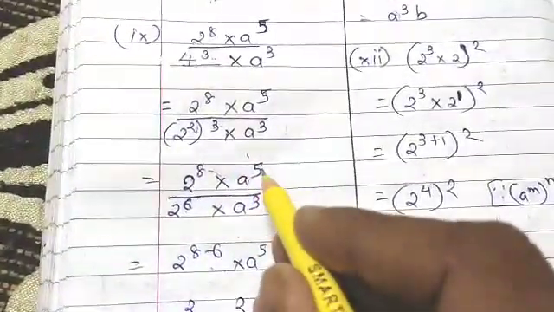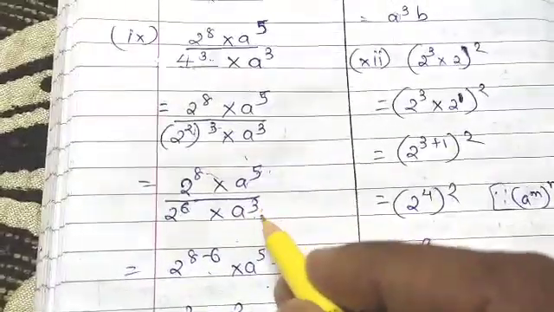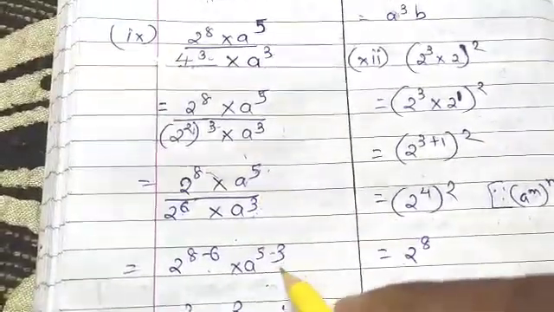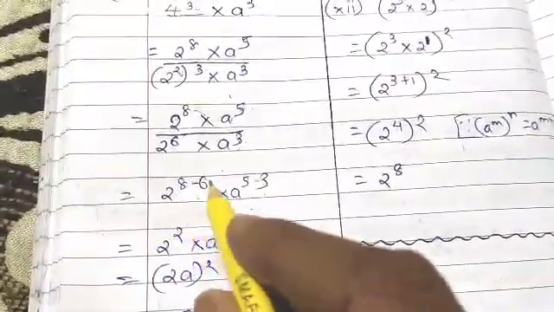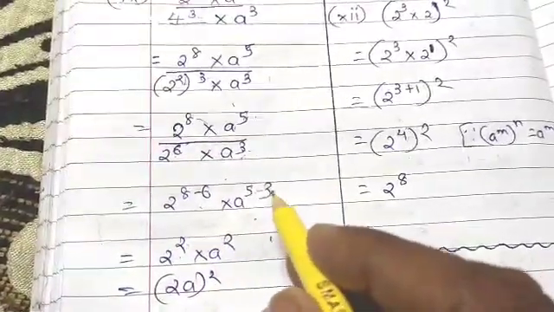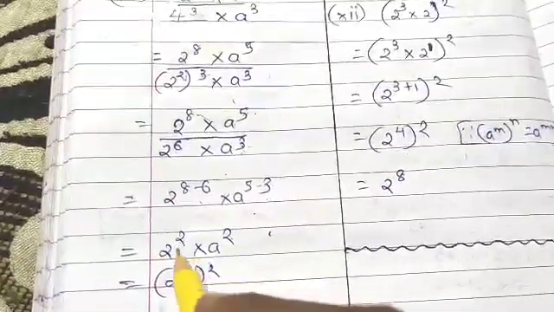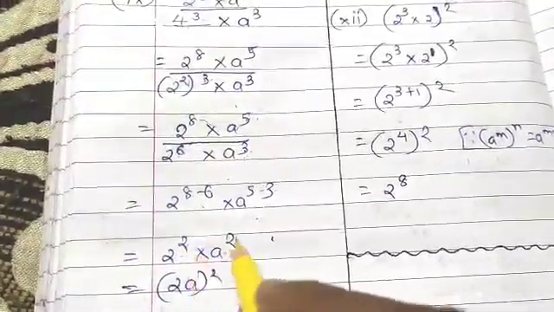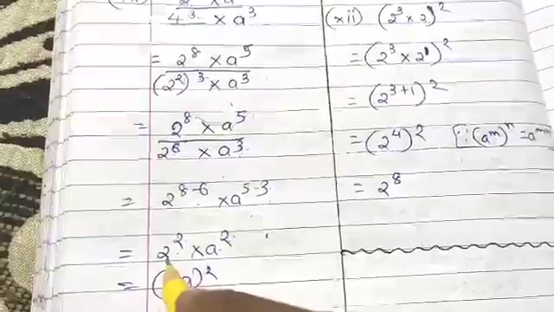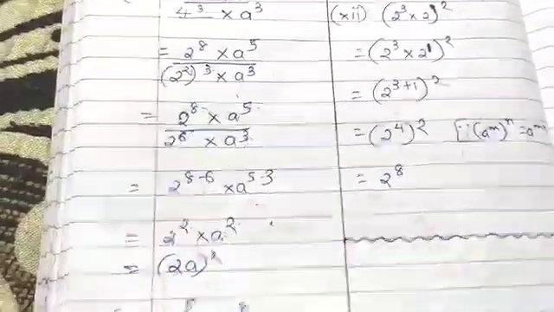Now a raised to the power 5, and take this 3 into the numerator, that is a raised to the power 5 minus 3, you have to subtract the power. Then 2 raised to the power 8 minus 6 gives 2 raised to the power 2, and a raised to the power 5 minus 3 gives a raised to the power 2. As we found that the bases are uncommon but the powers are common, you will multiply the bases, that is 2 into a gives 2a to the whole power 2.